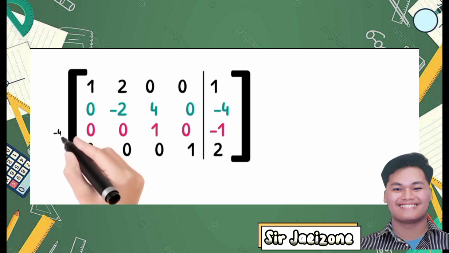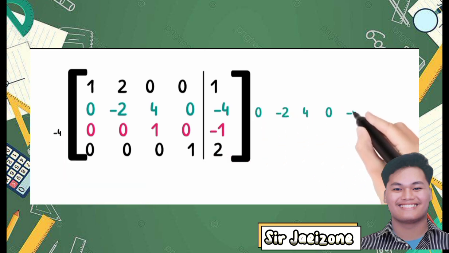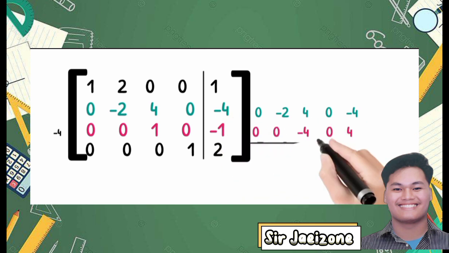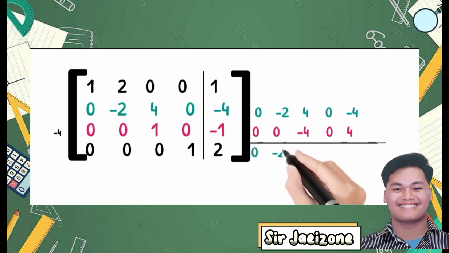Again, to make the 4 from the row 2 0, multiply the third row by -4 and add the product of row 3 to row 2. And the sum of the two rows will be the new row 2.